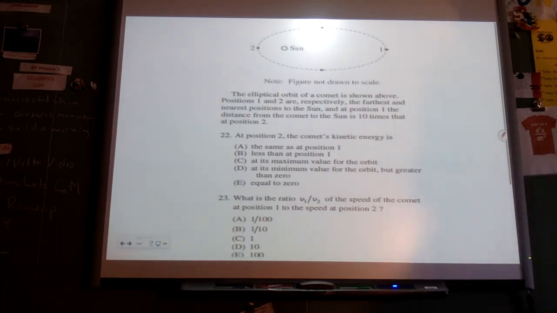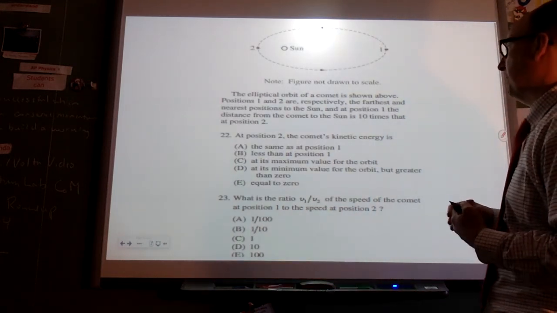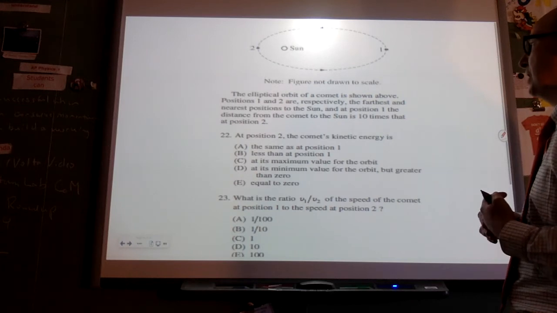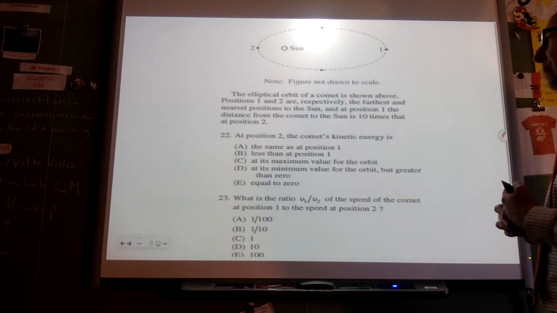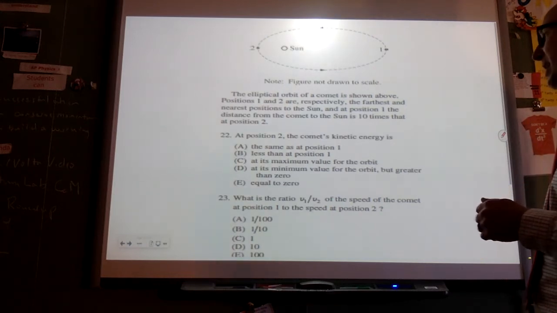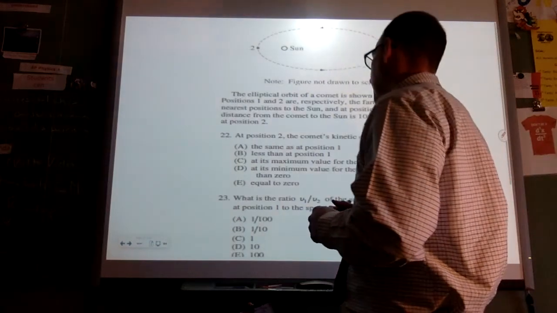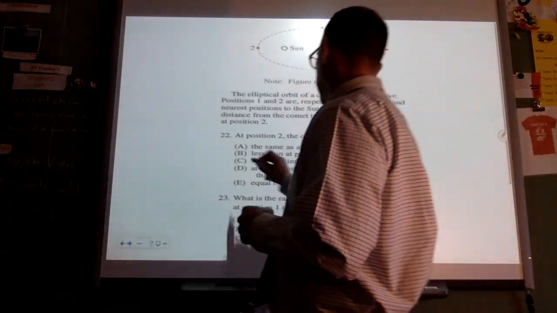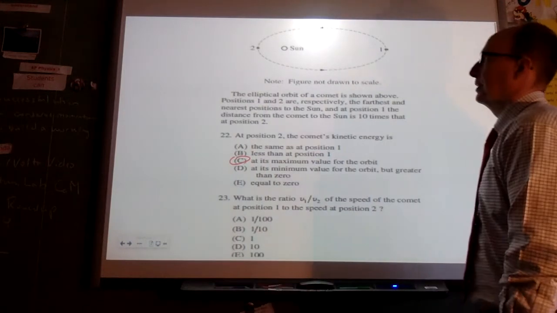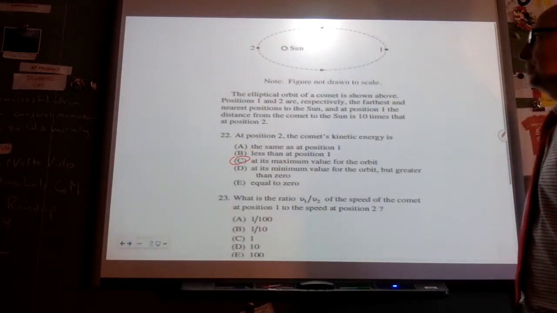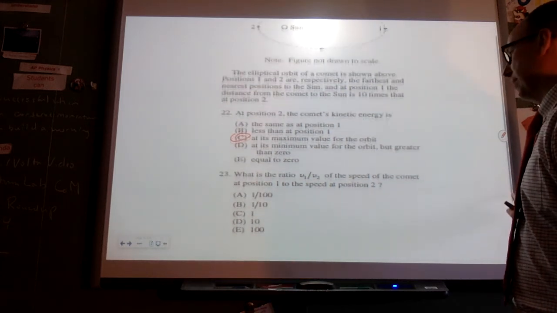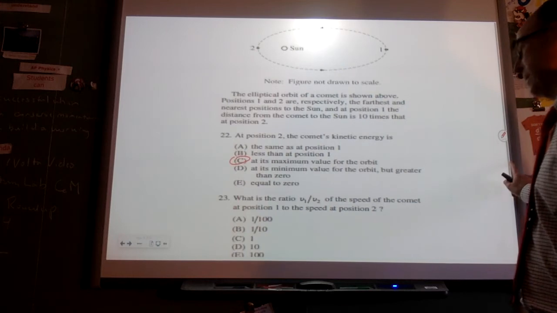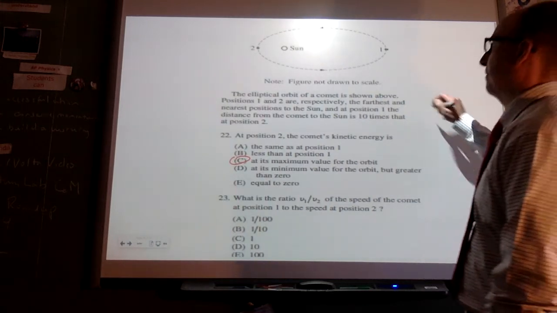An elliptical orbit of a comet is shown above. Positions 1 and 2 are respectively the farthest and the nearest position to the sun. At position 1, the distance from the comet to the sun is 10 times that at position 2. At position 2, the comet's kinetic energy is the maximum because it's going to speed up. That's its closest distance. So what is the ratio of the speed of the comet at position 2 to the speed of the comet at position 1?